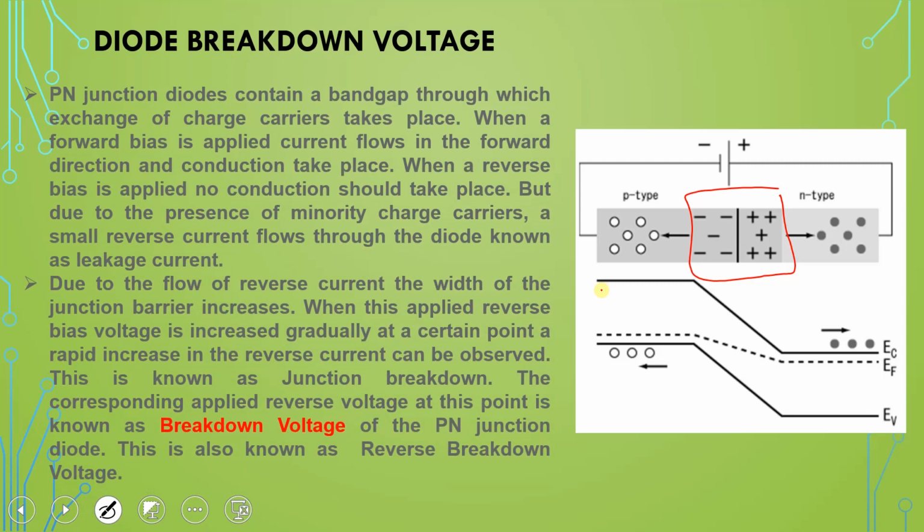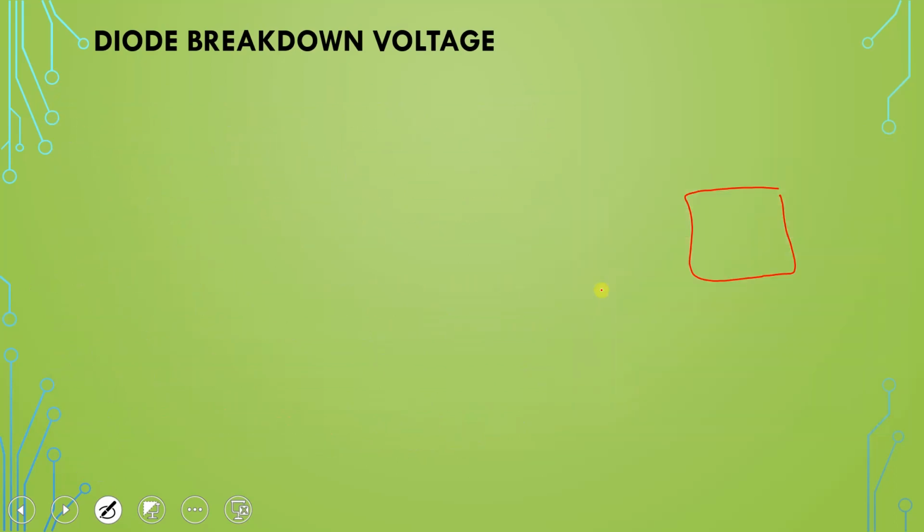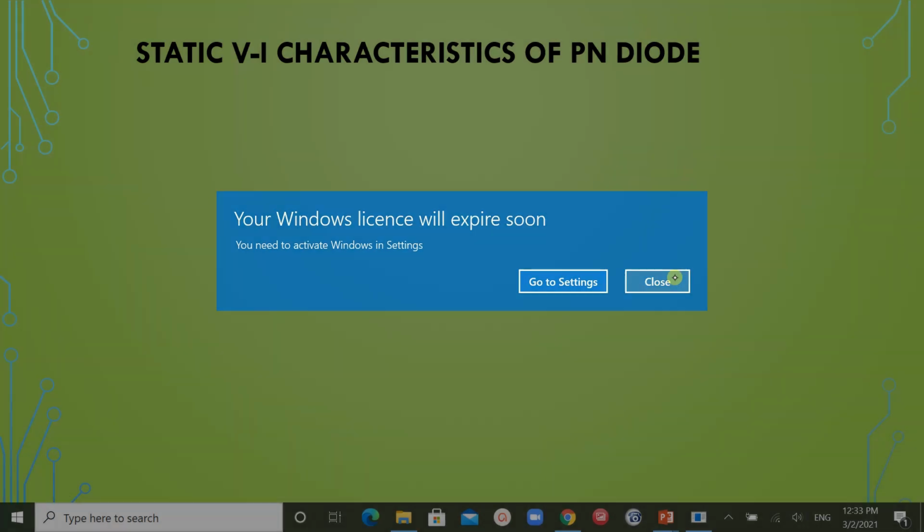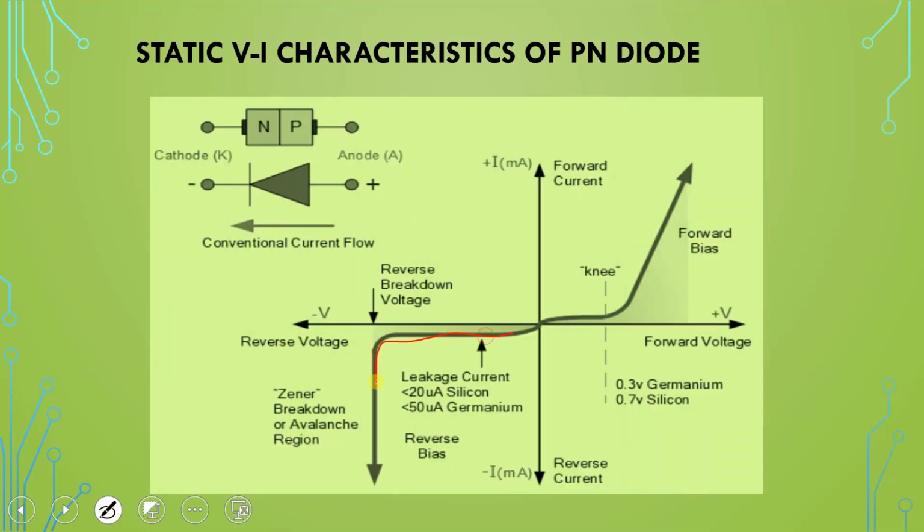Due to the flow of the reverse current, the leakage current, the width of the junction barrier increases. When the applied reverse bias voltage increases gradually, at a certain point a rapid increase in reverse current can be observed, as I have shown you in the previous slide. This is the abrupt change in the reverse current.